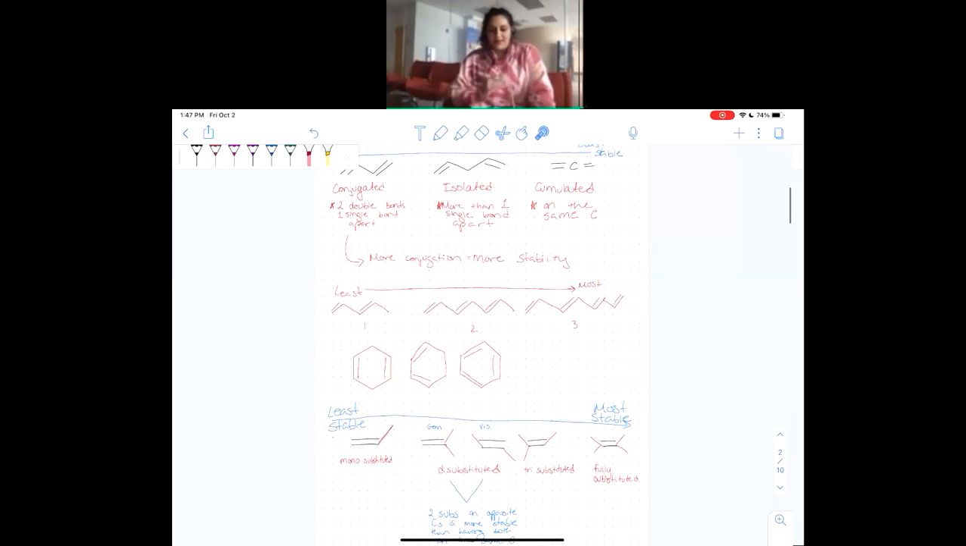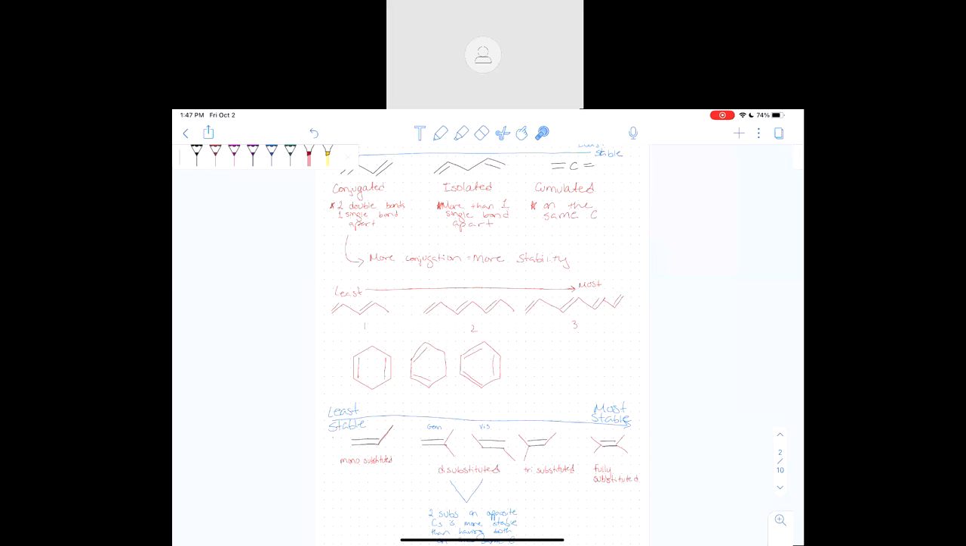Any questions about any of that? It's kind of a lot, but they're all interconnected, so I feel like it wasn't too much. I have a question. Yes. Okay, so we went over the stability of dienes. How do we know whether to look at the level of conjugation or to look at the substituents like we just did with the carbons?